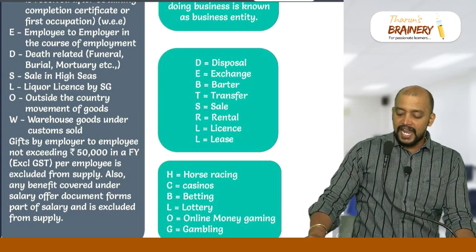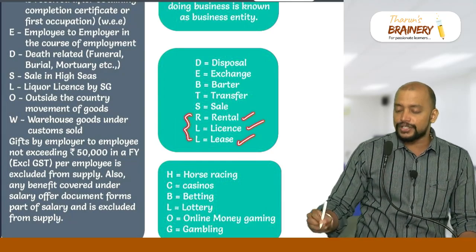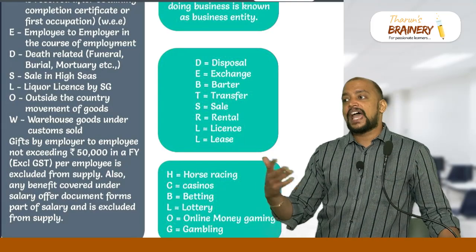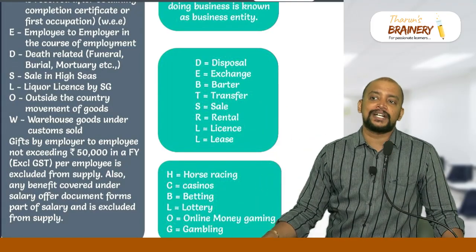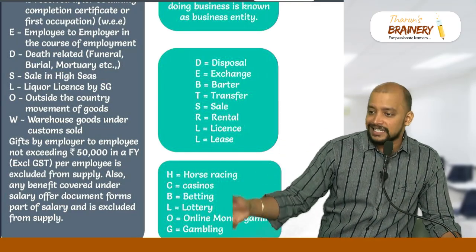Then we have rental, license and lease. These three are used in the context of transfer of right, not transfer of title. For example, I have immovable property. I am giving you the right to use the immovable property. I will not call it a sale, I will call it rental or lease.